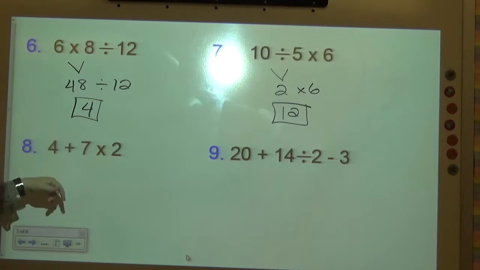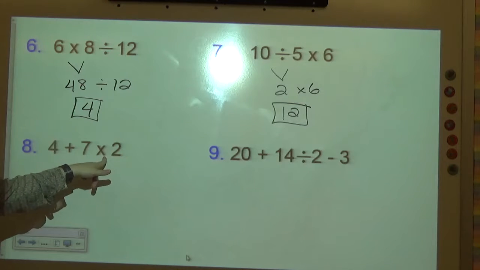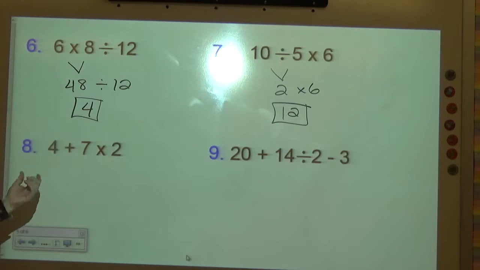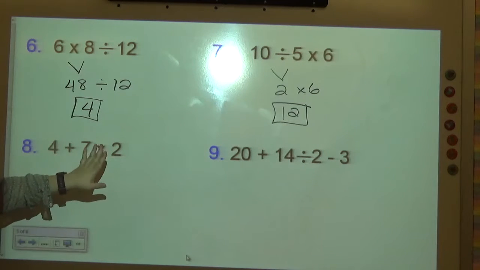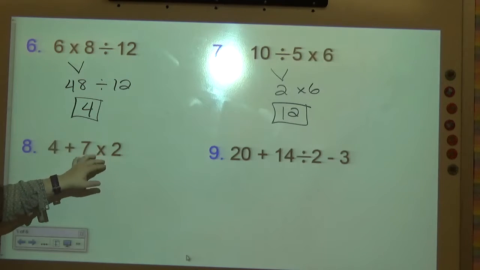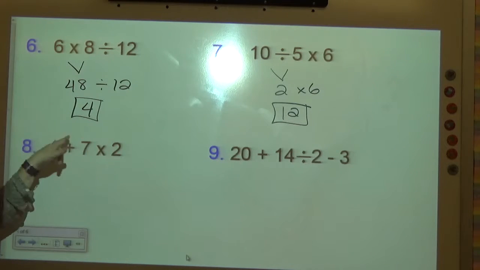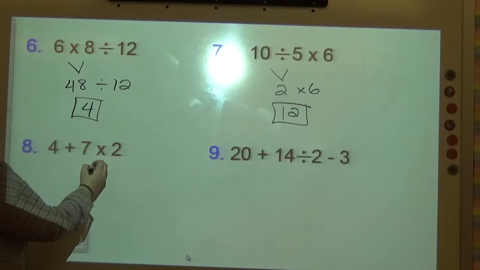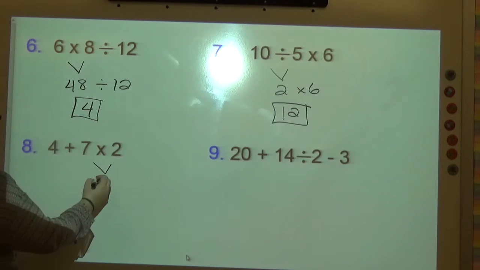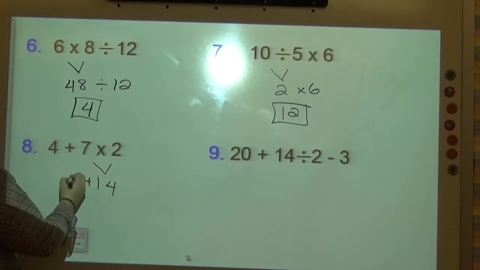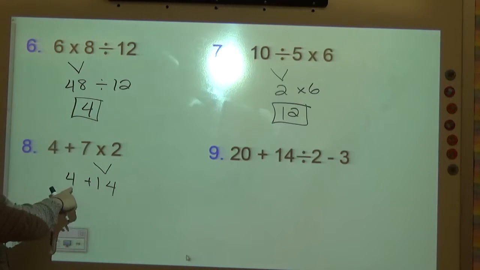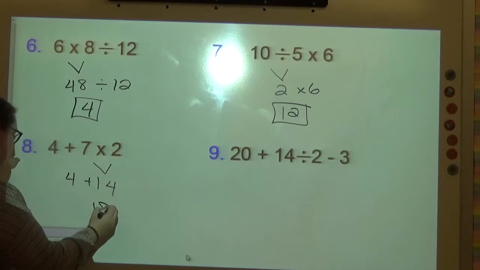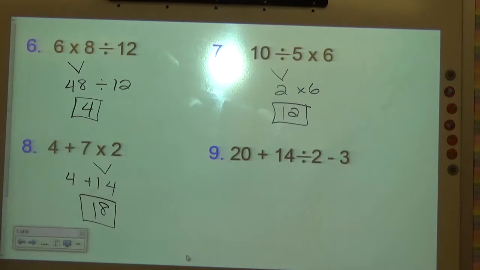Alright, number 8. Notice we have plus and multiplication. So we're putting those together. Now who comes first? Do we go left to right? Not in this case. In this case, remember multiplication and division comes first. So we're going to multiply first, then add. So 7 times 2 is 14. Then bring that 4 down. 4 and 14 is 18. Okay. Alright, next one.